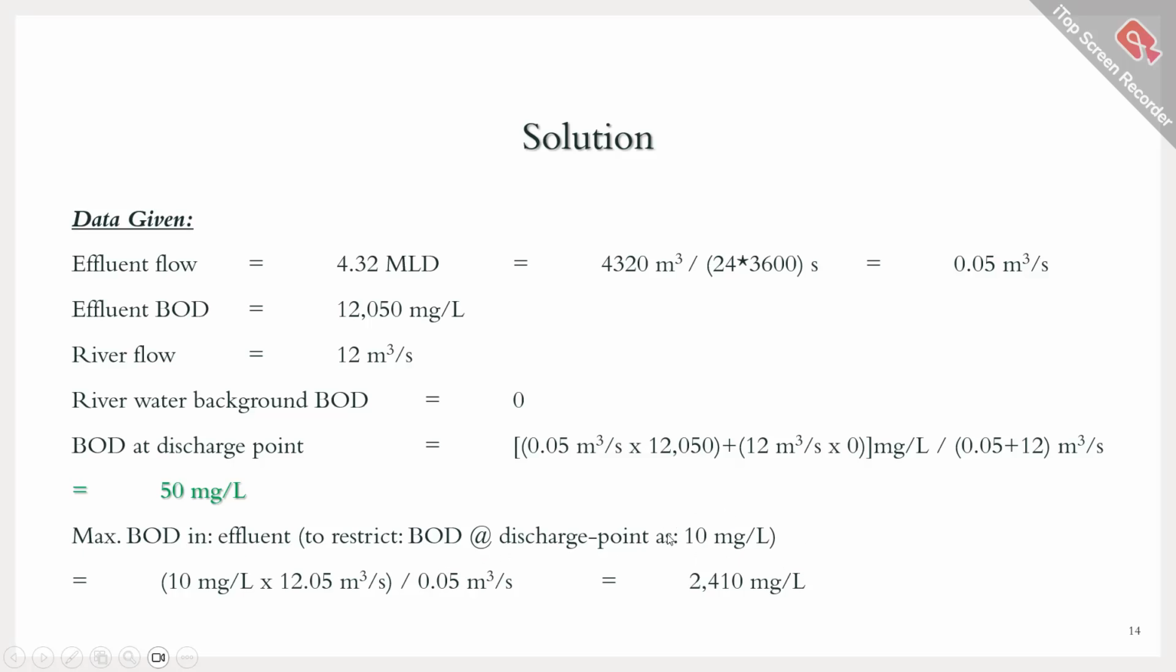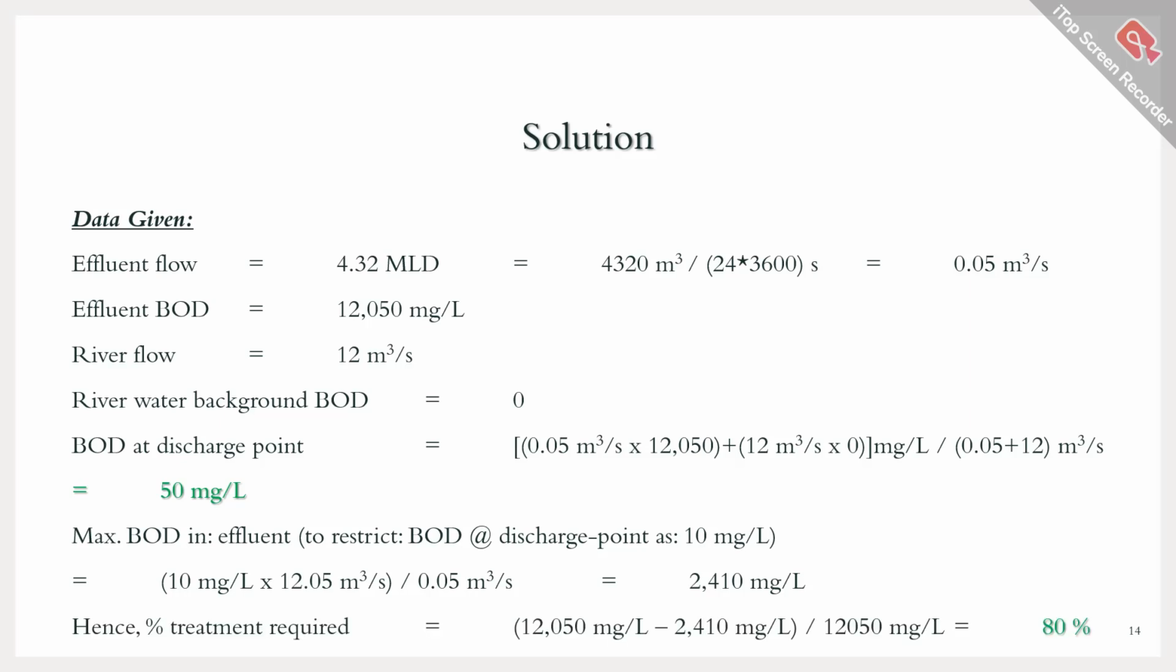If we have to maintain 10 milligram per liter after mixing, what should be the BOD of the industrial effluent before it gets discharged into the river water, that we have just calculated. So within that 0.05 meter cube per second, that BOD must be brought down from 12,050 milligram per liter to 2,410 milligram per liter in order to maintain 10 milligram per liter BOD at the river water after discharge. Okay, so hopefully I am able to make you understand this.